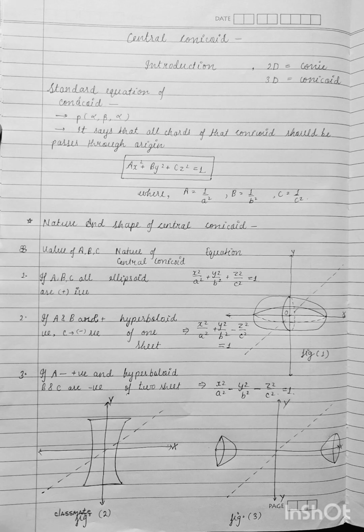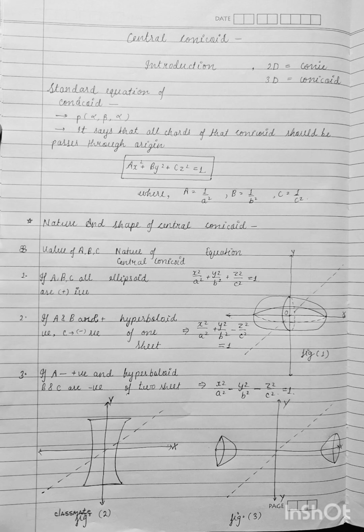So let us start with the introduction of central conicoids. In 2D we call it a conic, but in 3D structures we call them conicoids. Firstly, we discuss the standard equation of the conicoid. If there is any point on the x, y, z axes, that is alpha, beta, gamma, it says that all the chords of that conicoid should pass through the origin.